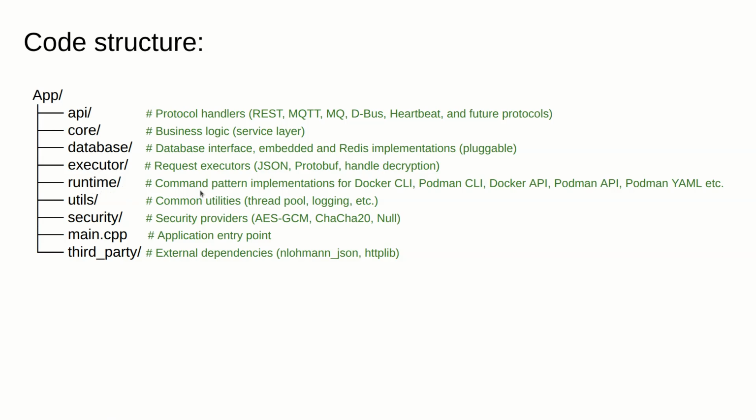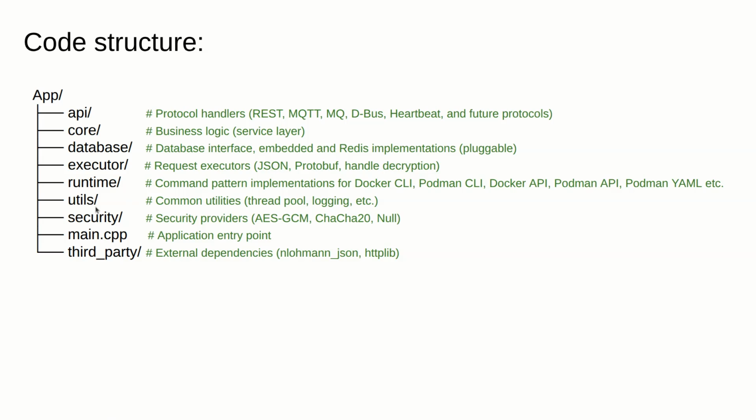The current runtimes which are supported are the Docker CLI, the Podman CLI, the Docker API, the Podman API, and the Podman YAML. The Podman YAML API is not supported yet because the Podman version which I am using is 3.4.2, and the Podman YAML API is available only from Podman version 4.2. So that's the problem. Going forward, I'll try to upgrade my Podman and incorporate that as well.